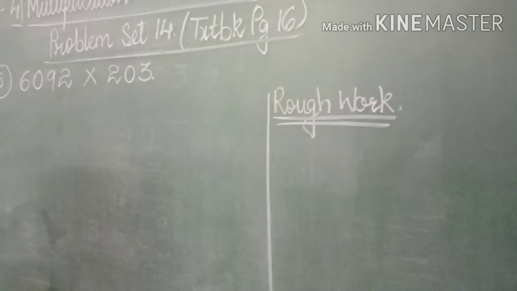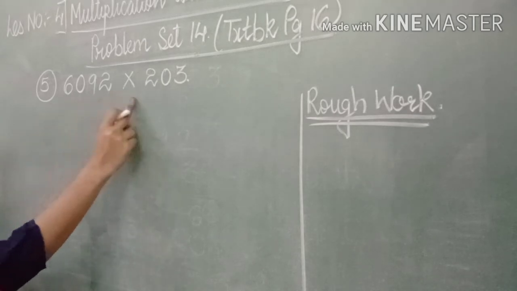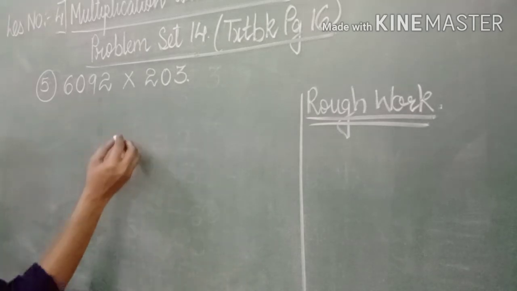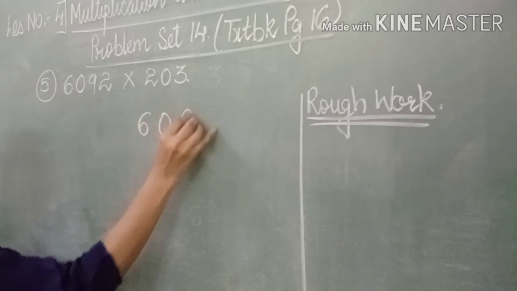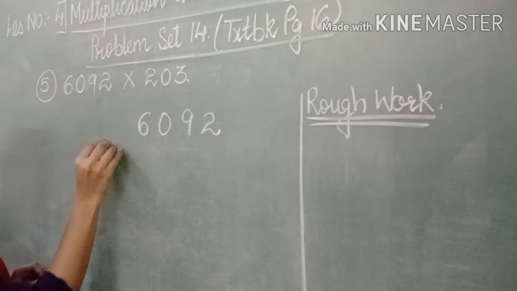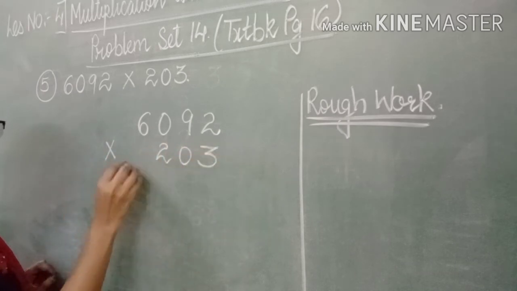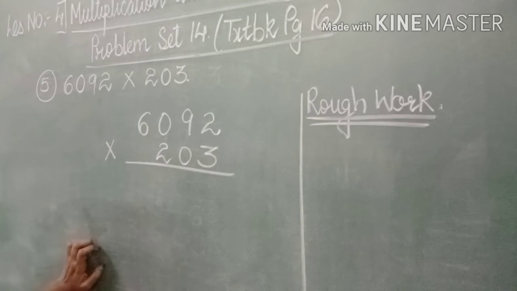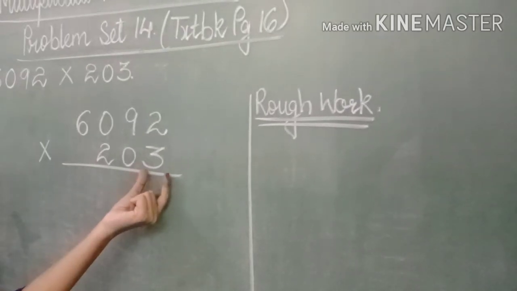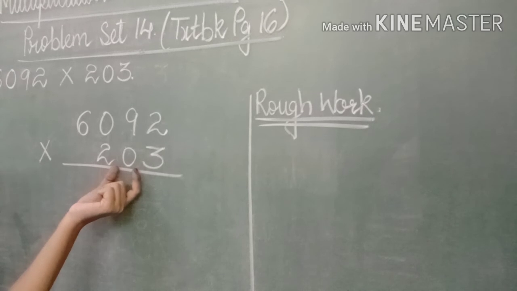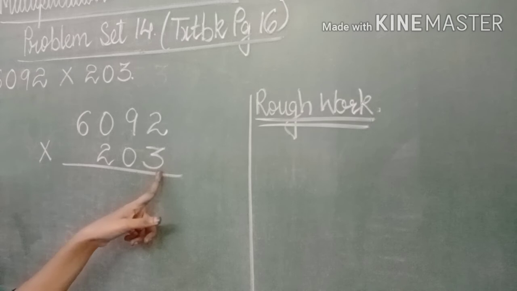Okay students, as you can see, we are going to start with the fifth sum, that is 6092 into 203. Let's start with the calculation. 6092 multiplied by 203. Okay. Now first we are going to start with the units place. This is 0 in the tens place and 2 in the hundreds place. So first of all we are going to start with units place.